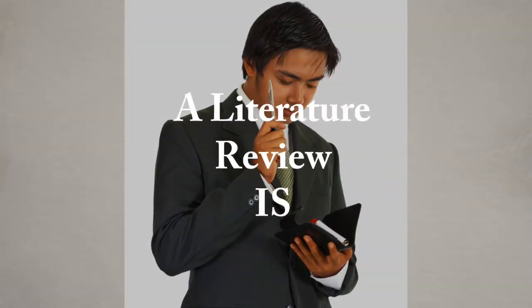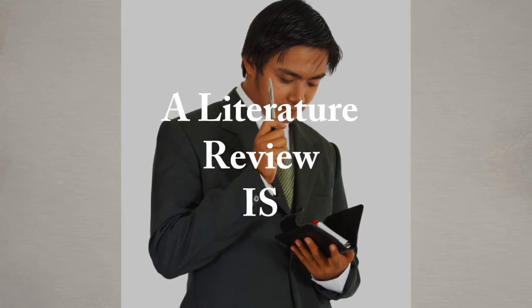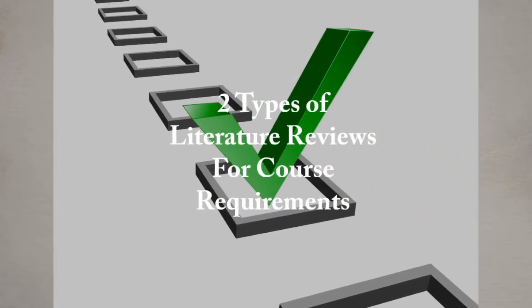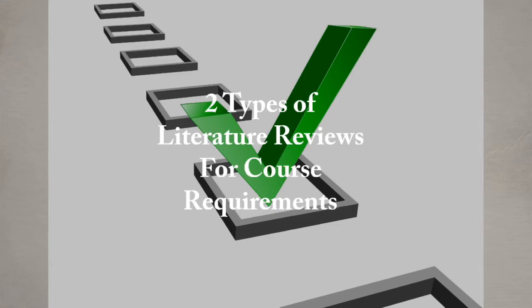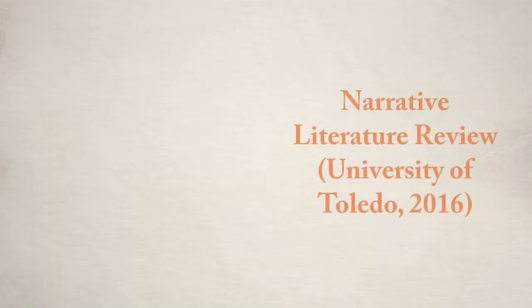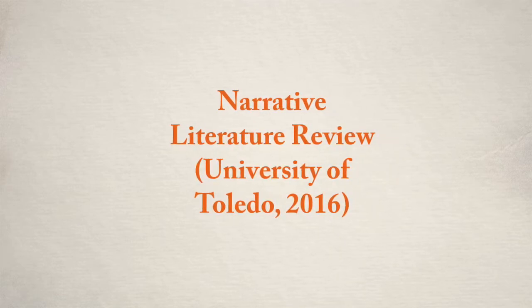Alright, now that we know what a literature review is not, let's talk about what a literature review is. There are 4 different types of literature reviews. However, there are only 2 that are typically used for course requirements. The first type of literature review most commonly seen in the academic environment is the narrative literature review.